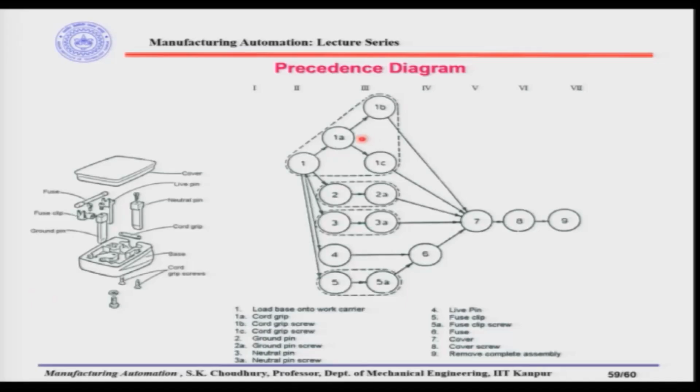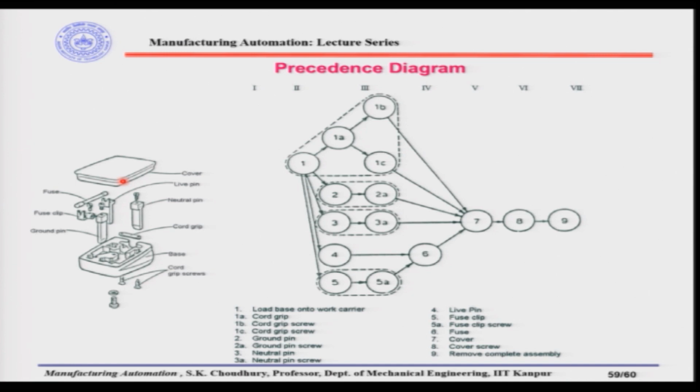Hello and welcome back to the series of manufacturing automation sessions. I would like to remind you that last time we started discussing the precedence diagram for the automatic assembly, and it was said that the precedence diagram helps us find out the different ways of getting the assembly.